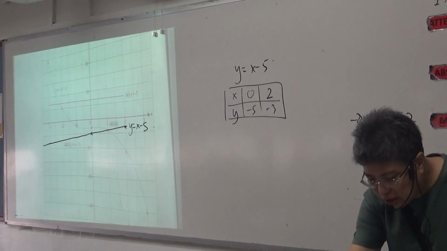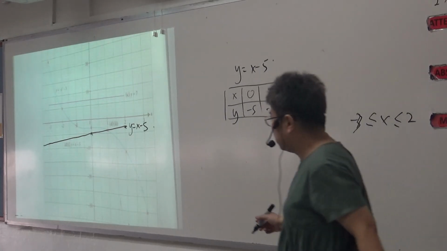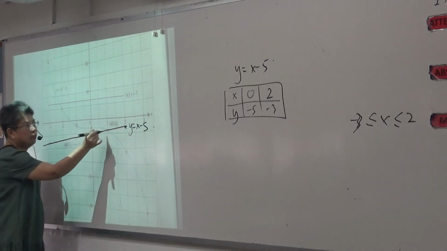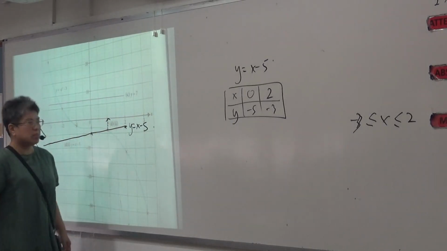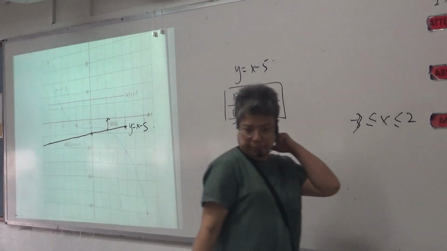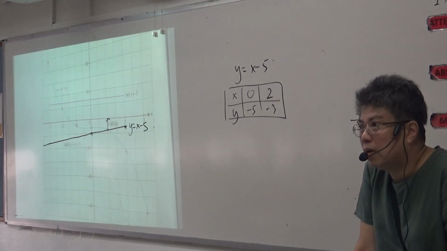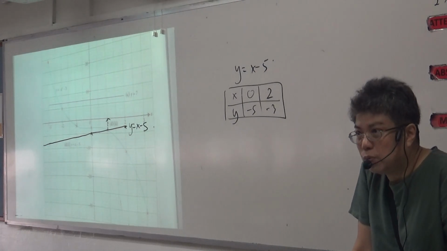Write down the x coordinate of the point where this line intersects the curve. Okay, that means it's here. This line intersects the curve here, right? Can you tell me what's the value of x? What's the value of x? 1, right? It's a whole number. Can you see? It's 1.